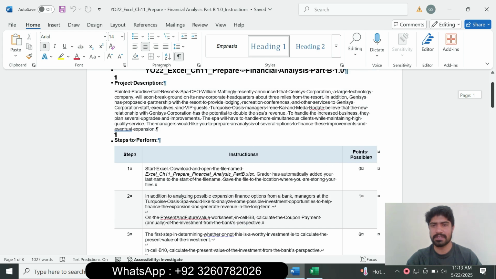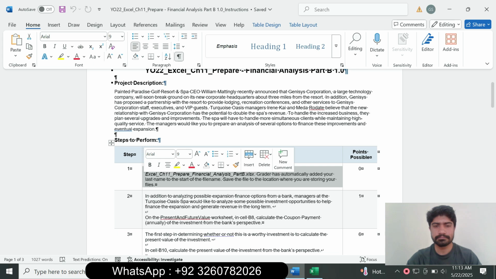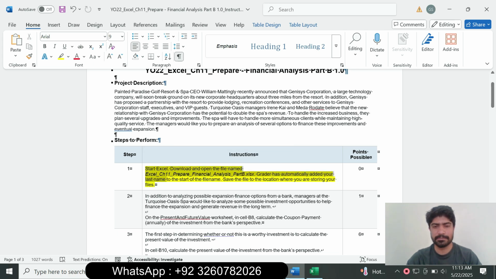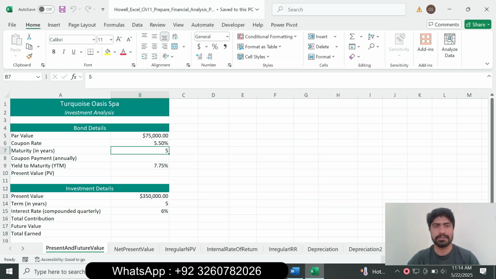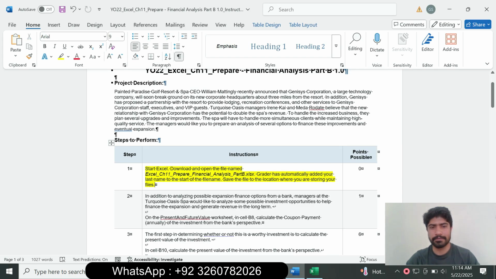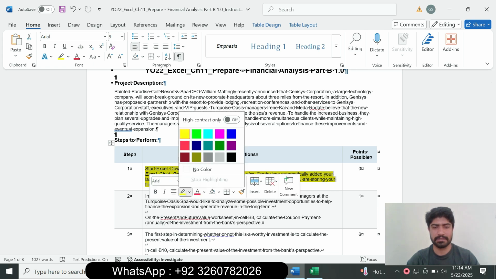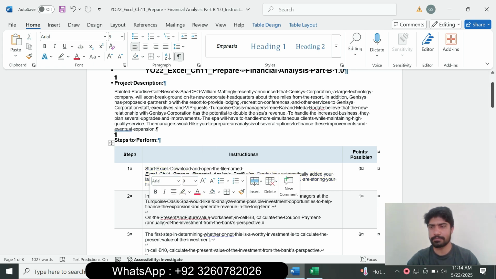We move to the main project step. Step number one is to start Excel, download and open the file named Excel Chapter 11 Prepare Financial Analysis Part B. Grader has automatically added your last name to the file name. Save the file in the location where you are storing your files. So go to the Excel worksheets. I have already downloaded the Excel Chapter 11 Prepare Financial Analysis Part B file. So question number one is complete and we move to question number two.